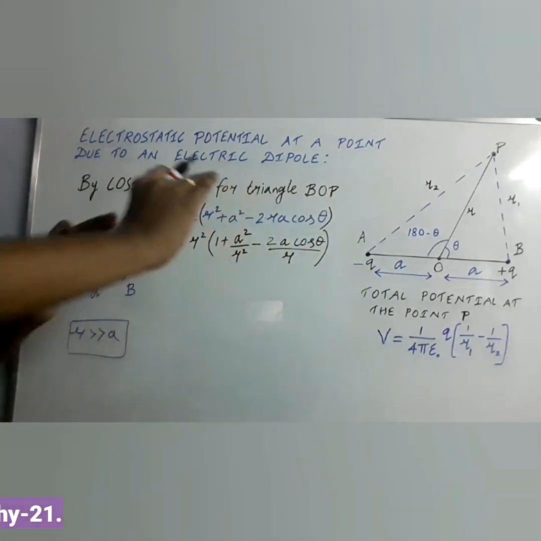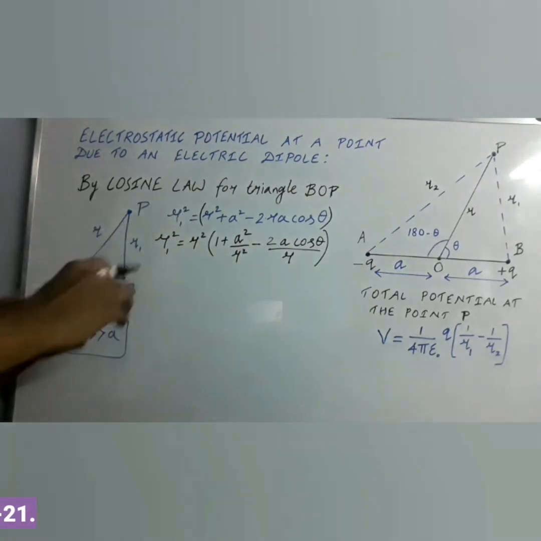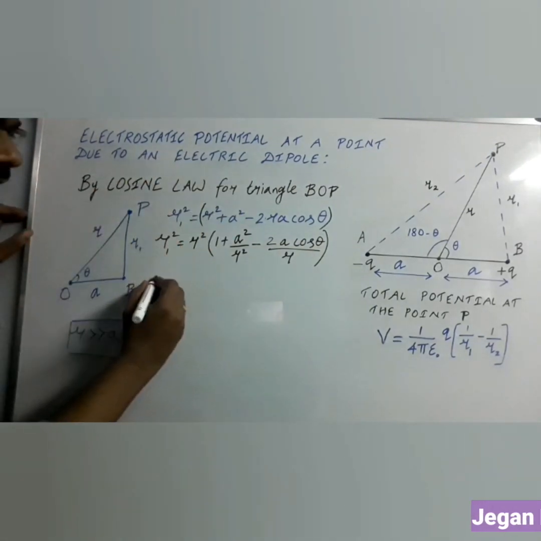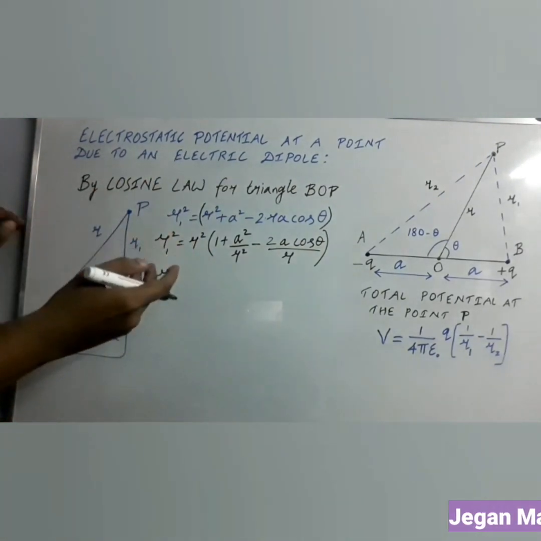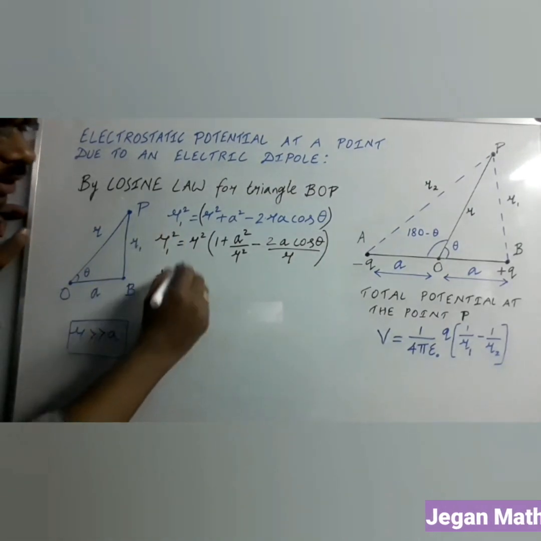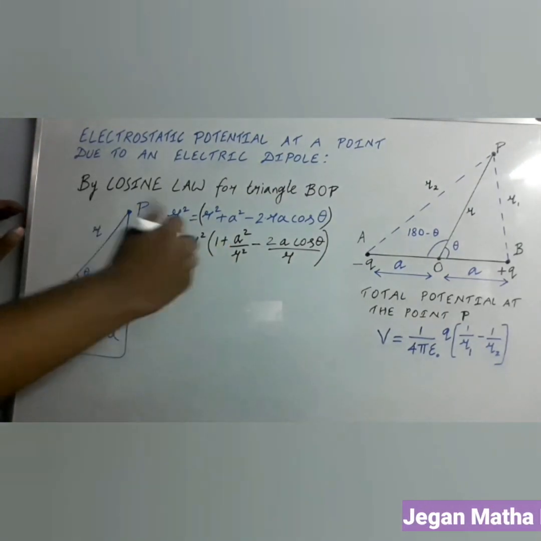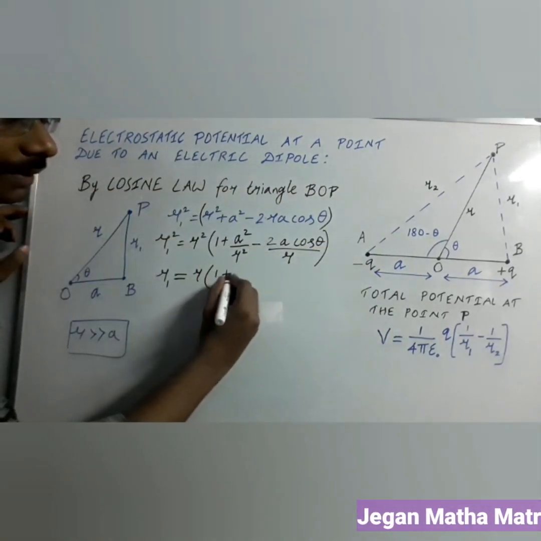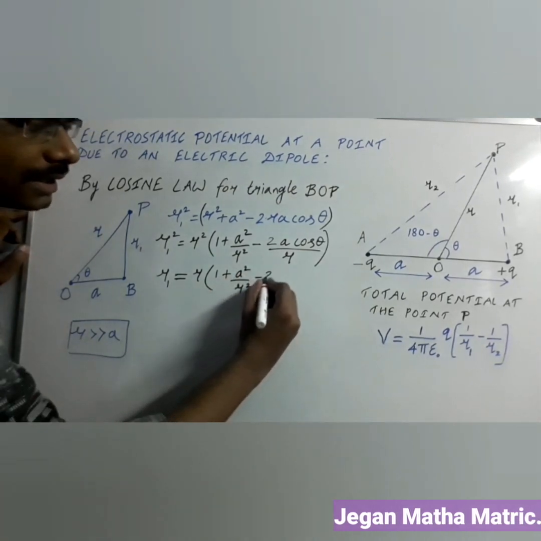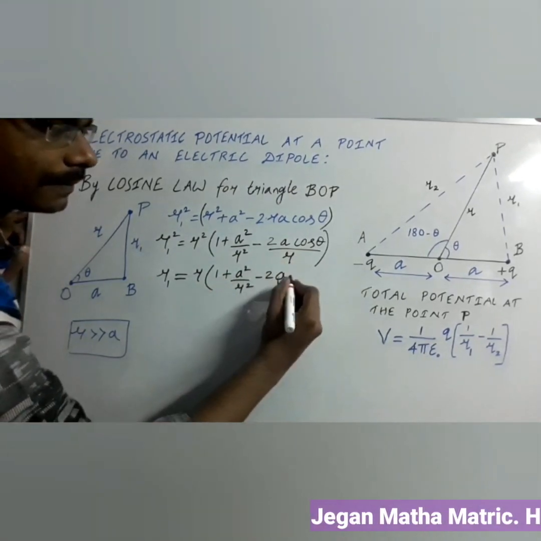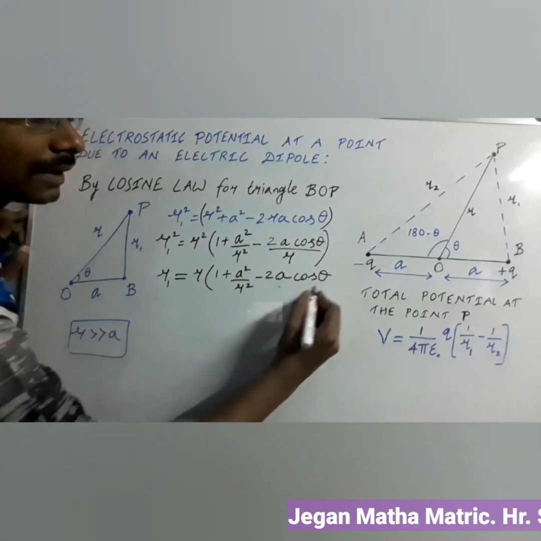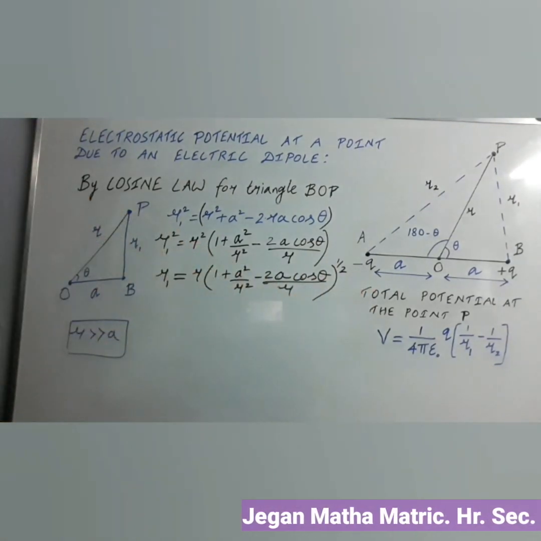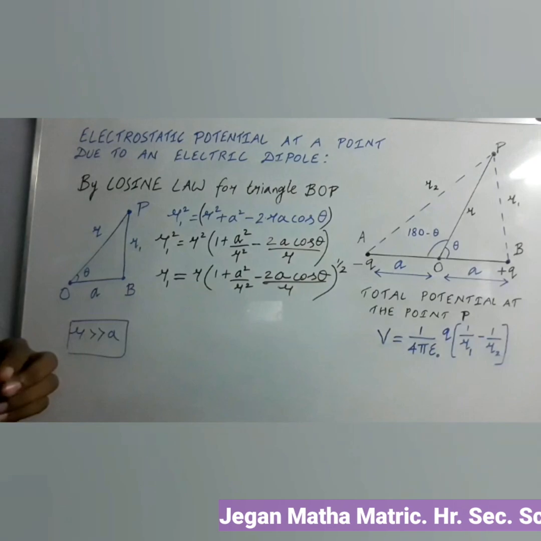The original expression should not be suffered. Without suffering that, we can take the r square outside. For this expression, I am going to take the square root, r1 square. Taking the square root, r1 is equal to, for r square also you have to take the square root, easily, that's nothing but r. For this expression, that is also very easy: 1 plus a square by r square minus 2a cos theta by r, power 1 by 2. Instead of writing root, we can write power 1 by 2.